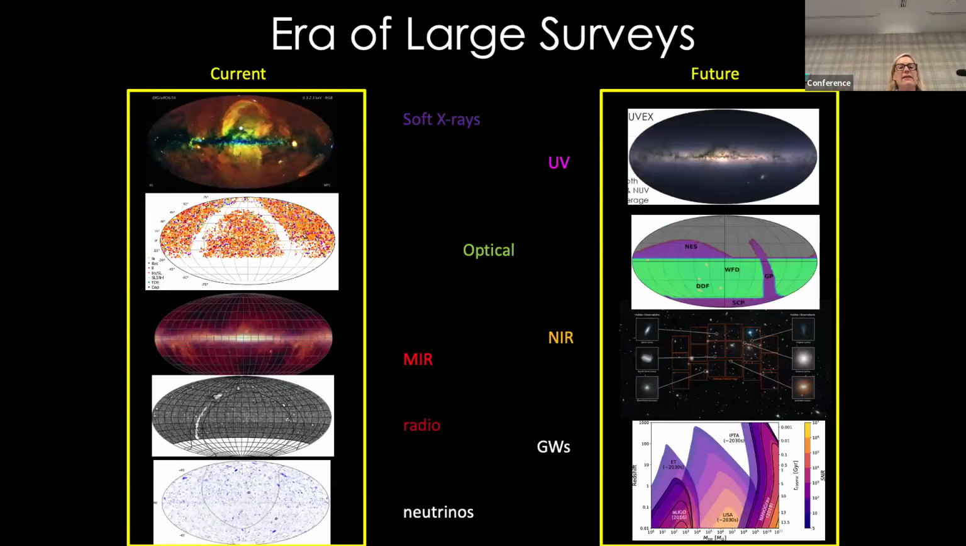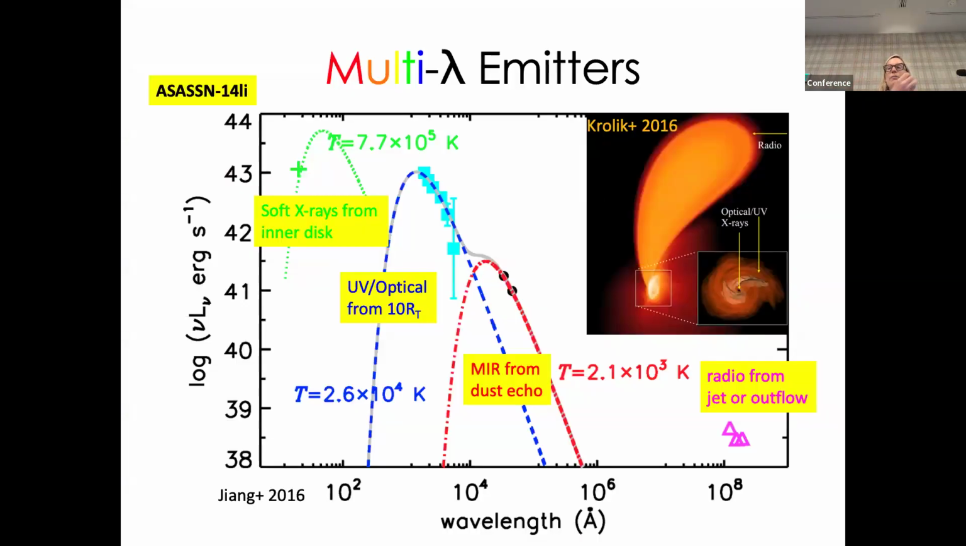So we're currently in the era of large surveys across the electromagnetic spectrum. And this is fortunate in that we've been able to discover tidal disruption events using various methods, because we now know that tidal disruption events indeed are multi-wavelength emitters.